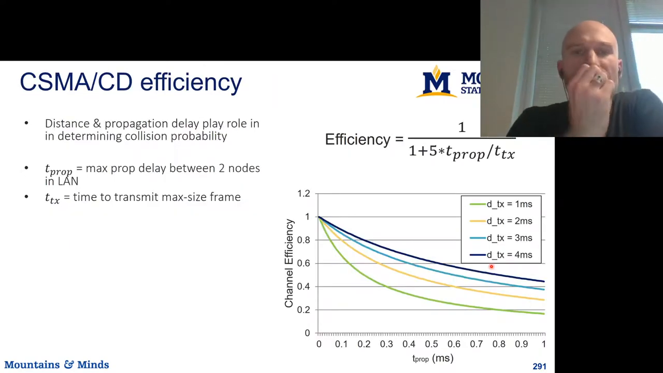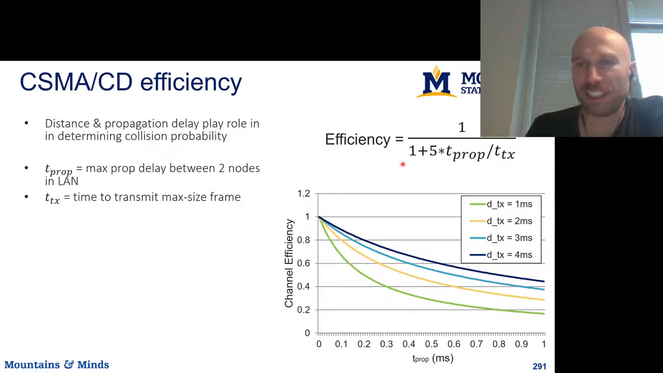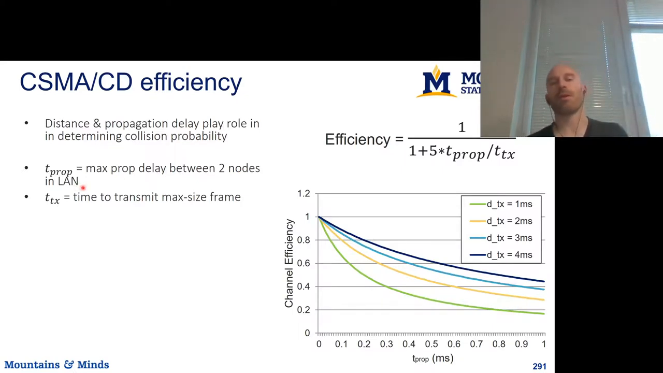Okay, so let's look at the efficiency of this protocol. To make this simple, I'll just tell you that the formula for this is 1 over 1 plus 5 times the propagation delay over the time of transmission. Okay, so t_prop is the max propagation delay between two nodes in a LAN, basically how long it takes for one bit to propagate from one end of the network to the other. And t_tx is the time to transmit the maximum size frame allowed in that network.